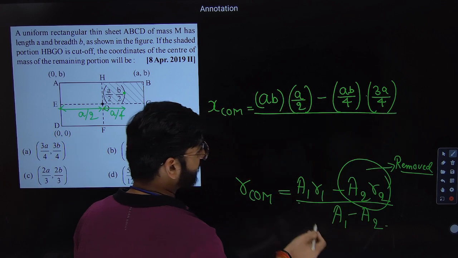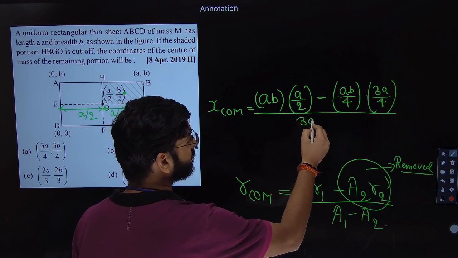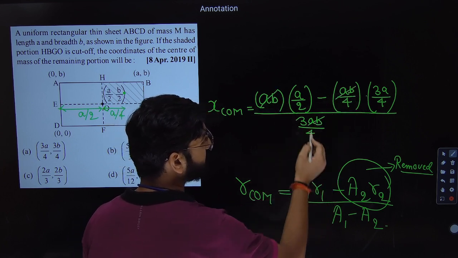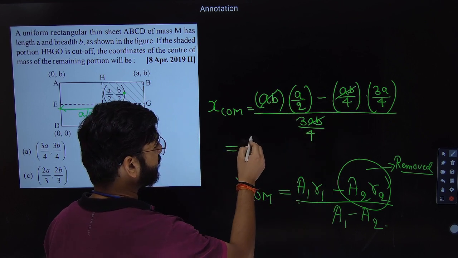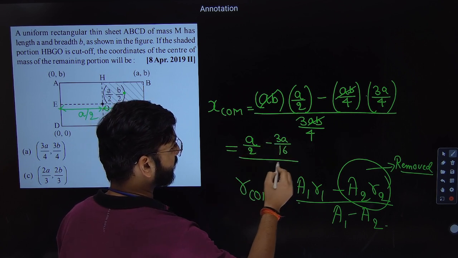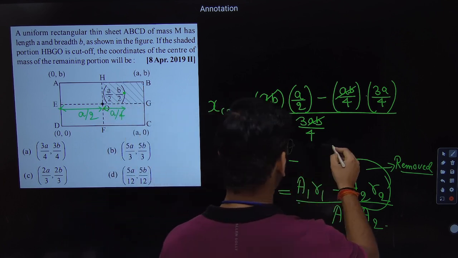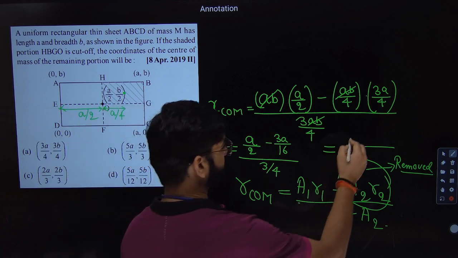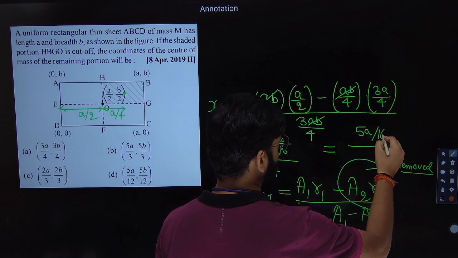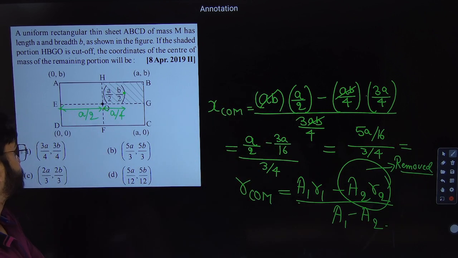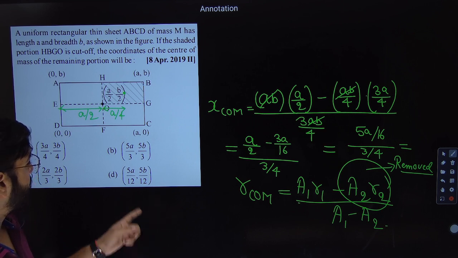Now, in the denominator, what will we have? AB minus AB by 4, which is 3AB by 4. So what can we cancel? AB, AB, AB. So what will be left? A by 2 minus 3A by 16, divided by 3 by 4. So what is the LCM? 16. So 8A minus 3A, 5A by 16. So what is the answer? Solve it. 5A by 12. I'm getting this.